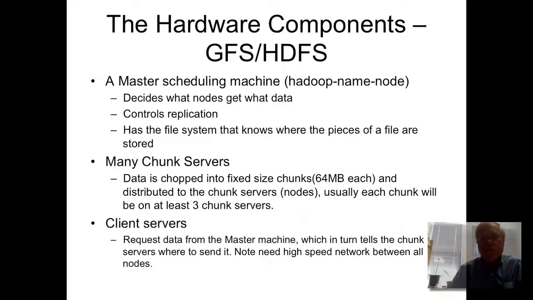Default is 3 replicas, but you can run with 1 or 10 or whatever the user wants. The client servers request data from the master machine, which in turn tells the chunk servers where to send it. So if I want to get a particular data block, I ask the master, where is it? And it then tells the correct chunk server to send it to me.